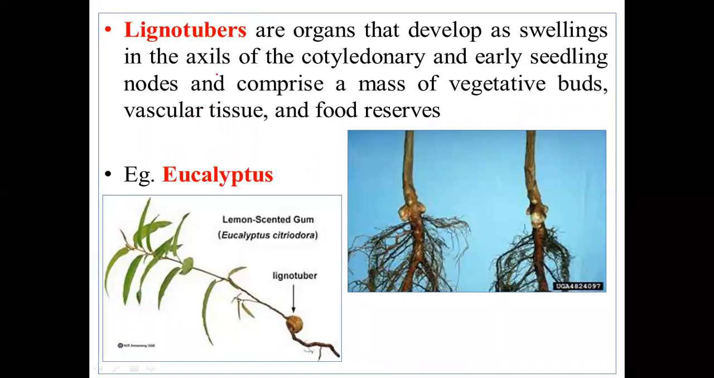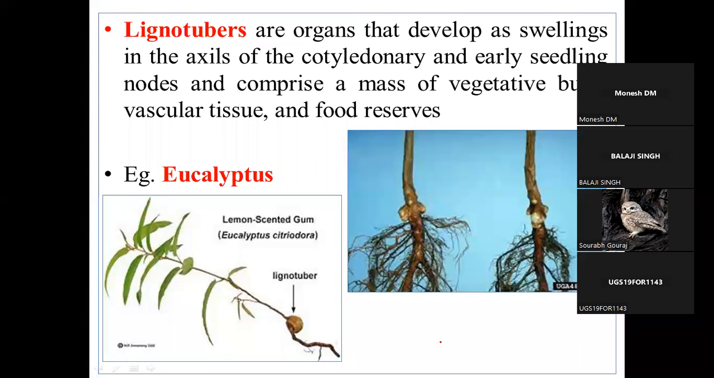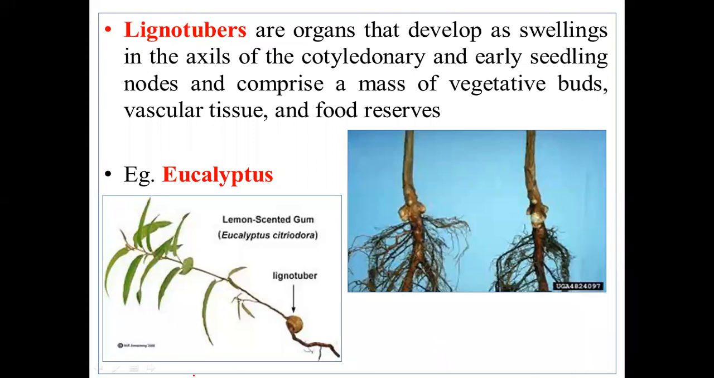They will ask you: lignotubers are found mainly in which of the following species? That is actually eucalyptus, the main species where we find lignotubers. Please remember the example. That is the one thing you need to remember.